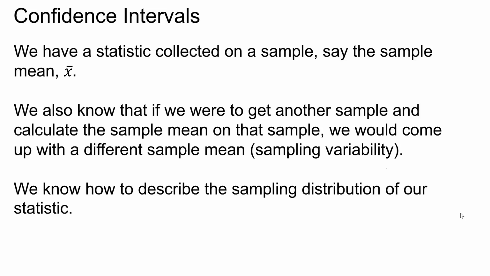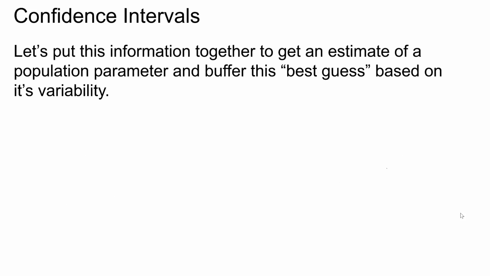We had our 3 facts about it. It's shaped like a normal distribution as long as our sample size is big enough, or if our X's were collected from a normal distribution. The mean is mu, and the standard deviation is sigma divided by the square root of n, which we can substitute S over the square root of n for if we don't know sigma.